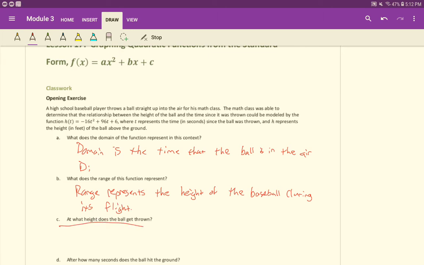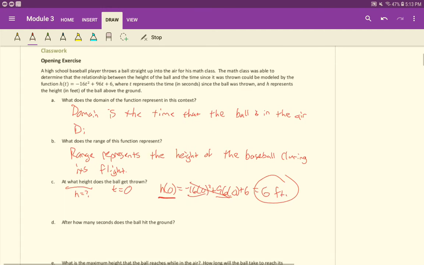At what height does the ball get thrown? That means we want to figure out h equals what when the ball gets thrown. That's at the very start of the flight path. So what time is it at the start? It's t equals 0. So we're just going to plug 0 in for t here. That term is 0, so it goes away, and we just have 6. Six what? Remember, it's a height, so what would our units be? Six feet. So there's the initial height.